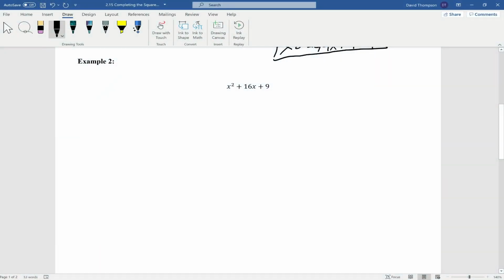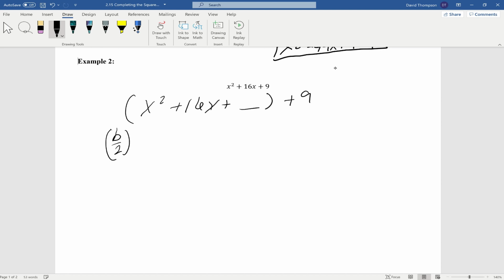We have x squared plus 16x plus 9, and we're going to complete the square again. First thing we're going to do, we write x squared plus 16x plus, we're going to find out what this value is, and we're going to move the 9 to the outside of the parentheses. Again, we're going to do b over 2 squared, where our b value is 16. So it's 16 over 2 squared, and 16 over 2 is 8, squared, which is going to give me 64.